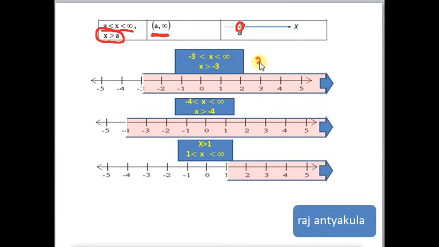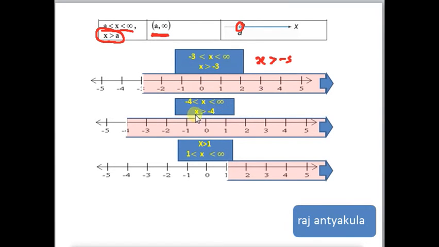Minus 3 less than x less than infinity can also be written as x is greater than minus 3. It means x can't take minus 3, but it will take any value greater than minus 3. For example, minus 2, minus 1, 0, 1, and so on up to infinite. It can't take minus 3, but it will take any value greater than minus 3 up to infinite.